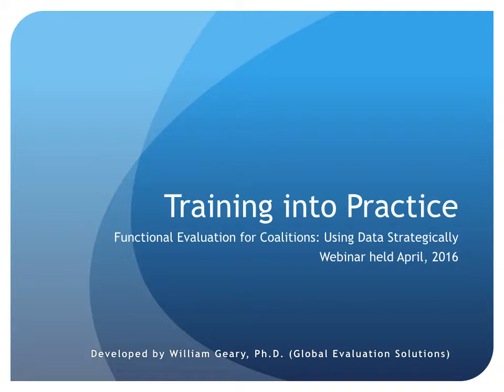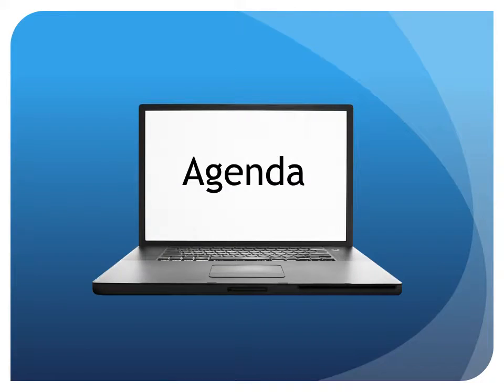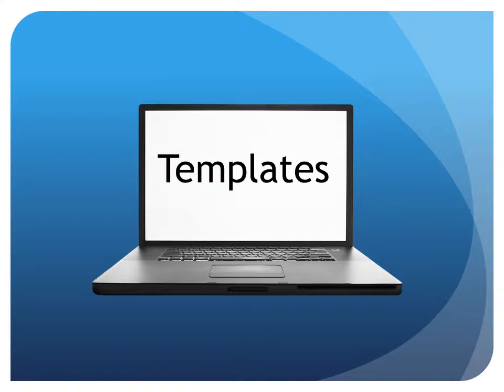Today, we are walking through an activity that accompanies our most recent webinar entitled Functional Evaluation for Coalitions Using Data Strategically. The activity will help your organization identify how well your data collection matches your organizational goals. We will begin with a quick overview of the webinar, followed by an introduction to the templates and a description of their use. Finally, I will offer some thoughts to keep in mind as you go through the exercise.